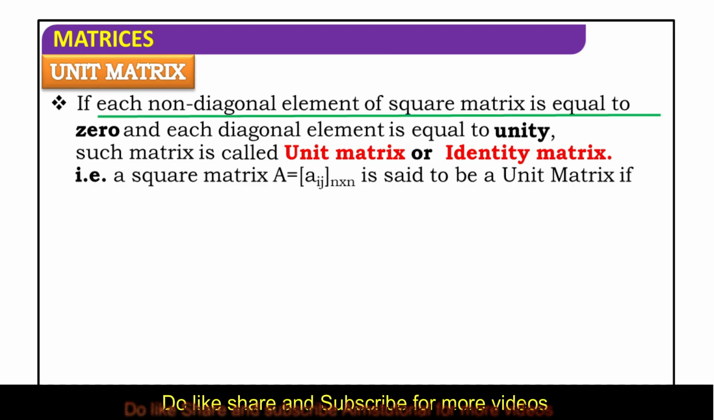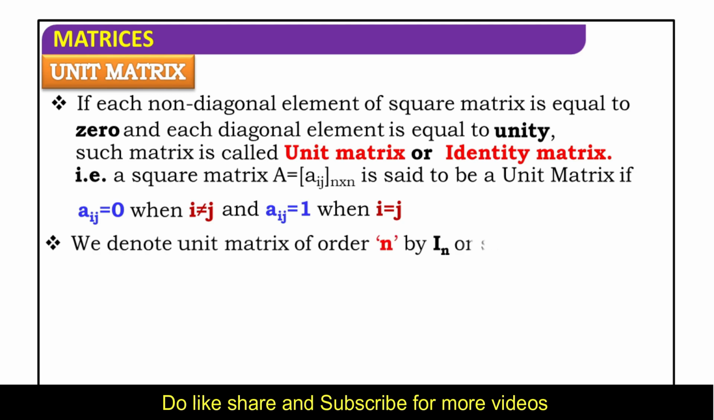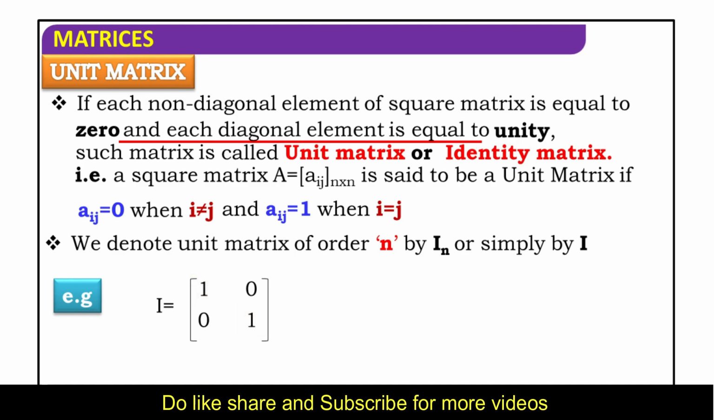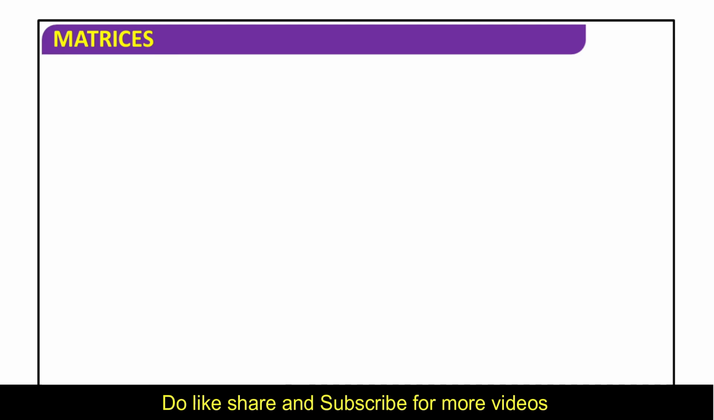A square matrix aij is said to be a unit matrix if aij equals 0 when i is not equal to j, and aij equals 1 when i equals j, meaning diagonal elements are equal to 1 and elements other than diagonal are equal to 0. We denote the unit matrix of order n by In or simply by I. Example: 1 0 0 1. So here diagonal elements are equal to 1 and other than diagonal elements are equal to 0. So I is called a unit matrix of order 2. This can be written as I2.